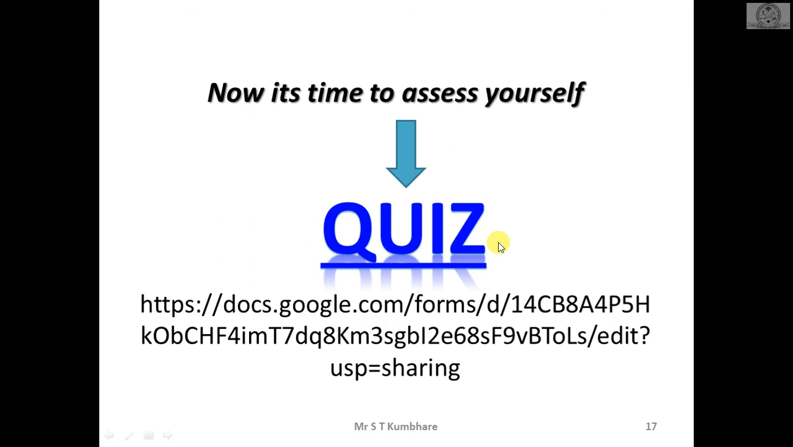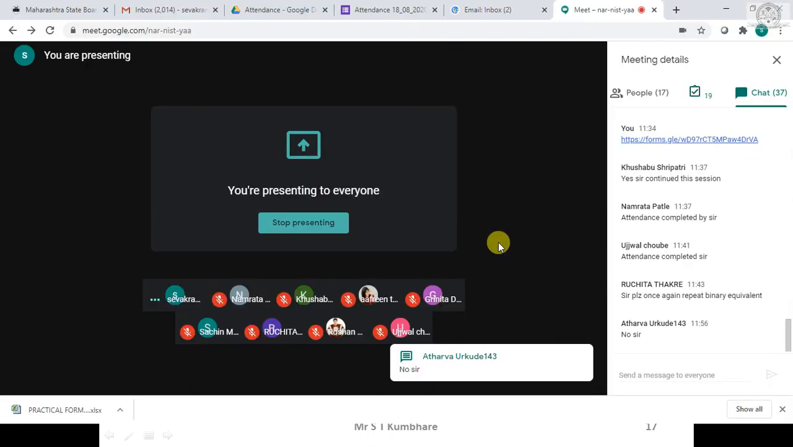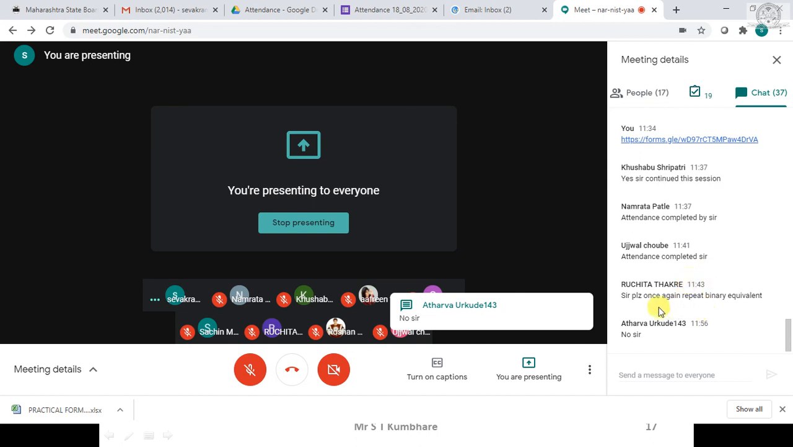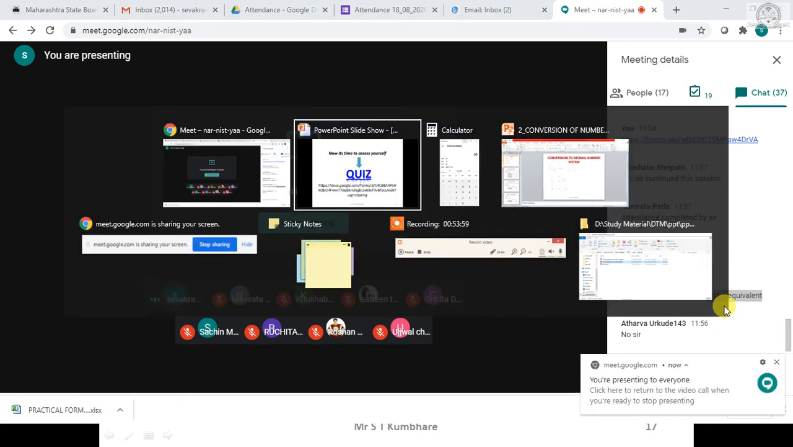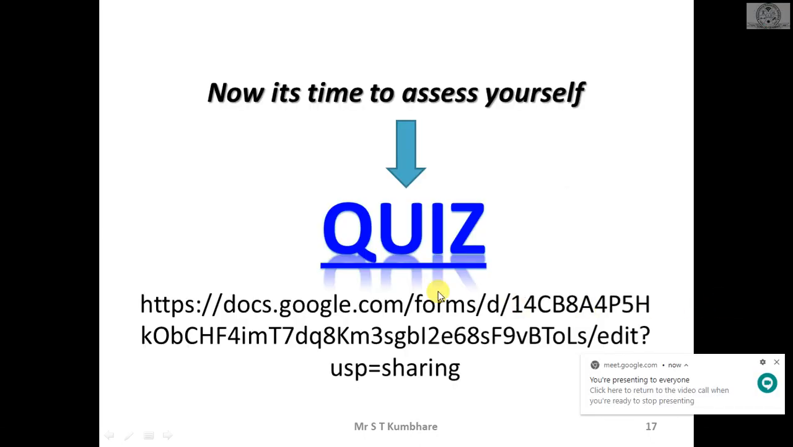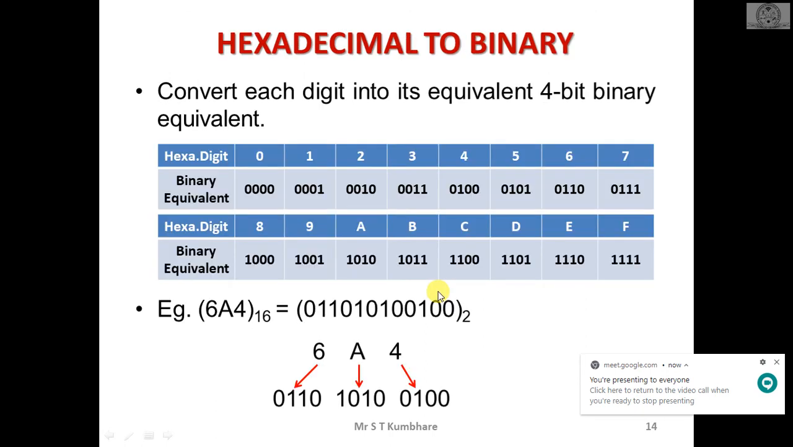Any doubts? Binary. Okay. So please once again repeat the binary equivalent. Ruchita Thapre is on your screen. Okay, I will go to that slide. Ruchita, let me know whether you want to know this one or something else.